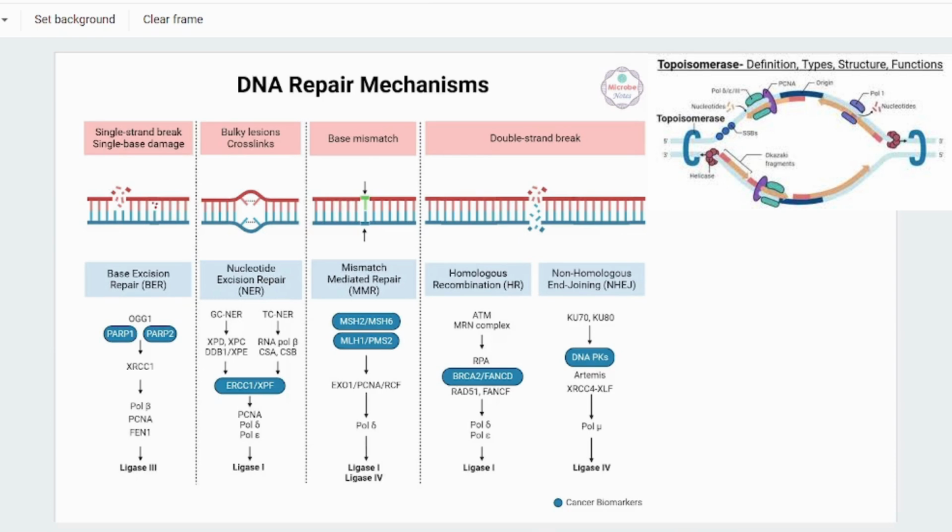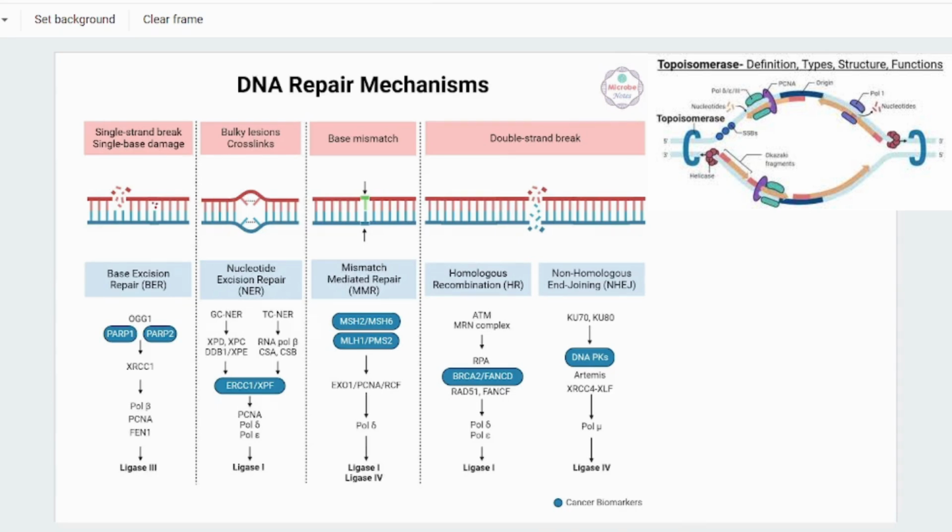DNA polymerase synthesizes a new DNA strand using the sister chromatid as a template. After synthesizing the new strand, the DNA structure is referred to as a Holliday junction and is cleaved and rejoined to form the two different DNA strands, resulting in the creation of two separate DNA molecules.